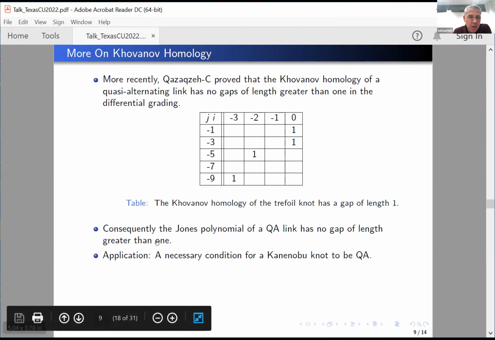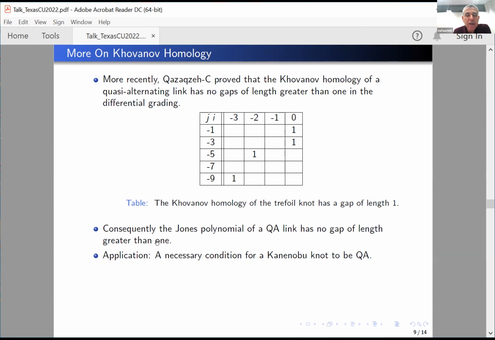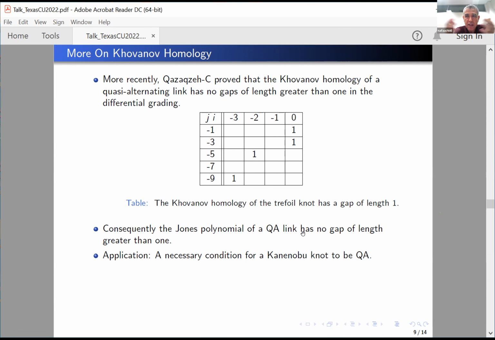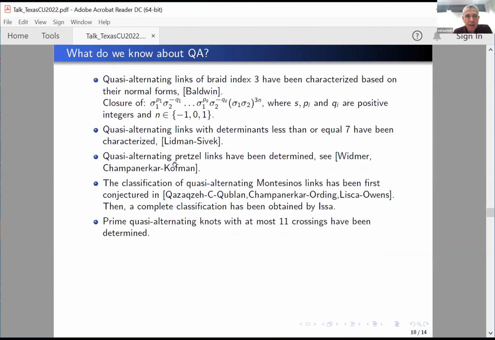So, for example, we can apply this to prove that certain knots are not quasi-alternating, like Kanenobu knots. Kanenobu knots are a family of knots with the interesting property that they share the same Jones polynomial. Using this property, since they have gaps for certain values, we can prove that they are not quasi-alternating.